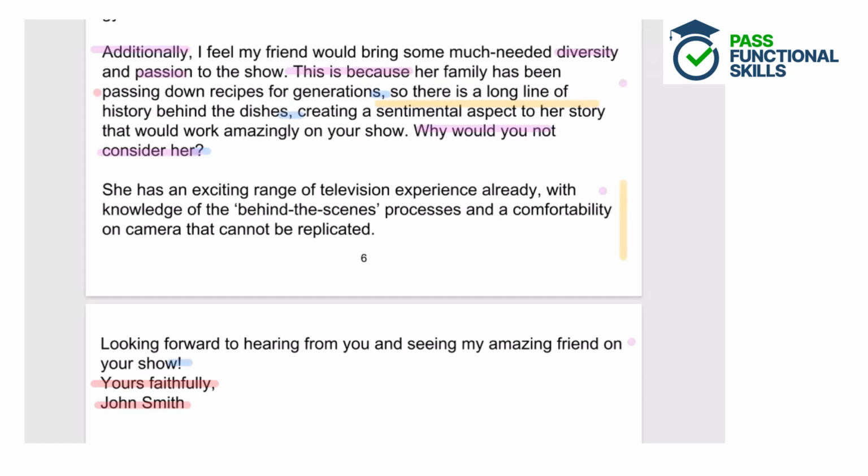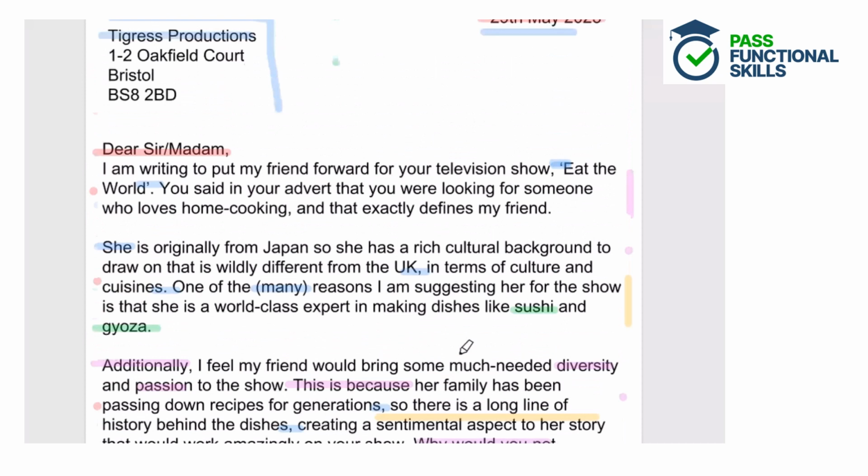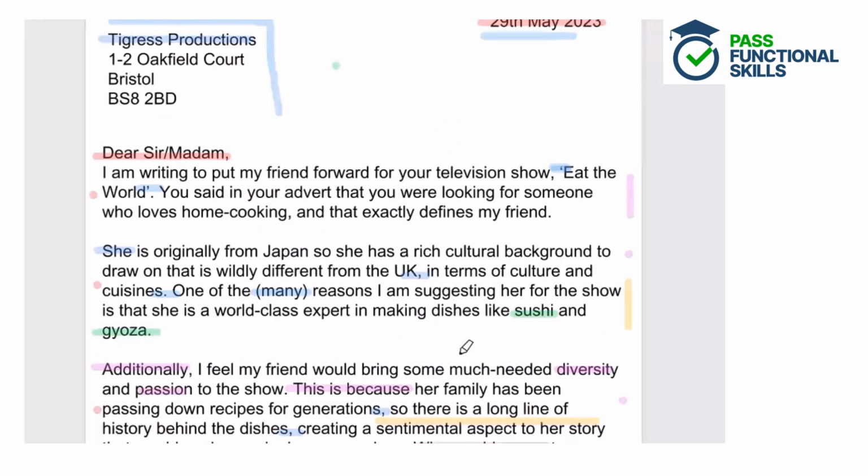So now let's think about the language and register that has been used in the answer. Now, your writing wants to have the right kind of tone and style to match up with the audience and purpose given in the question. And this answer is really well suited to the purpose because it satisfies all parts of the question and focuses on persuading readers that this person's friend is suitable for the TV show. It's also suited to the audience.